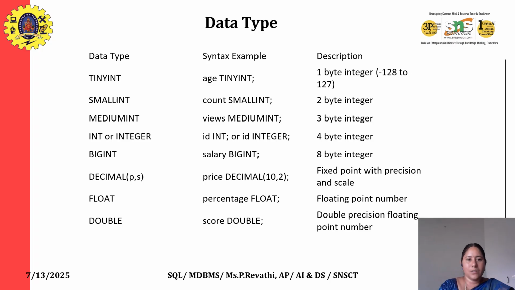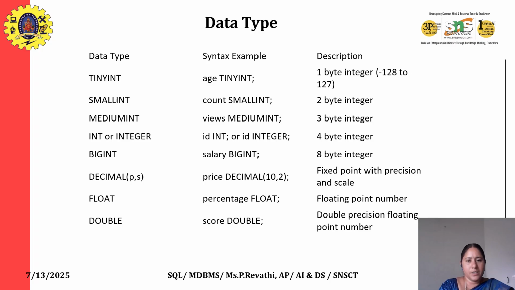INT or INTEGER data type. Syntax for int: id INT or id INTEGER. Size is a 4-byte integer. Next one is BIGINT data type. Syntax for bigint: salary BIGINT. Then size is an 8-byte integer. Then DECIMAL data type: DECIMAL(p, s).